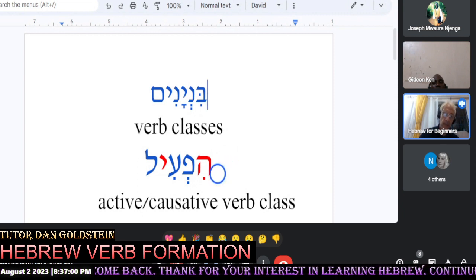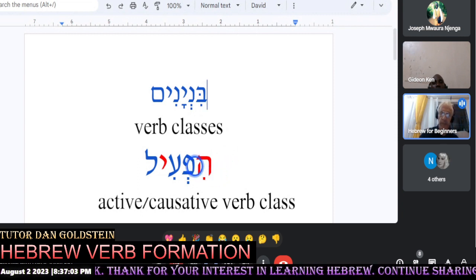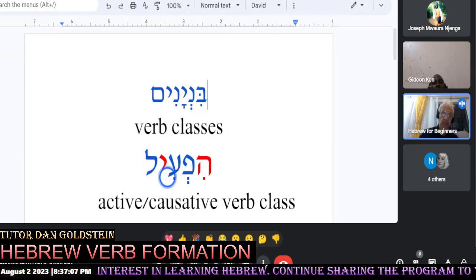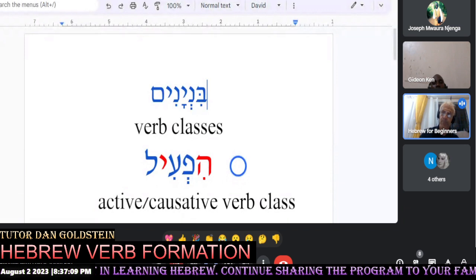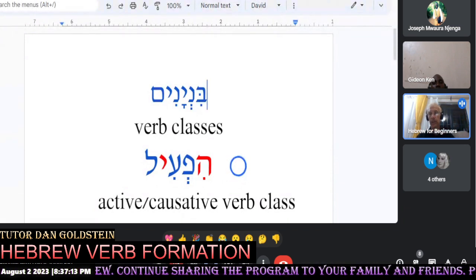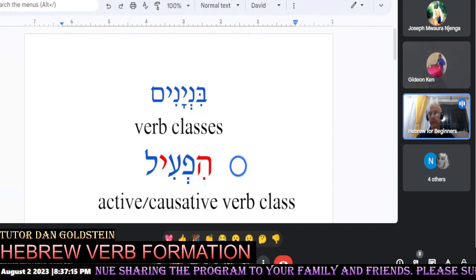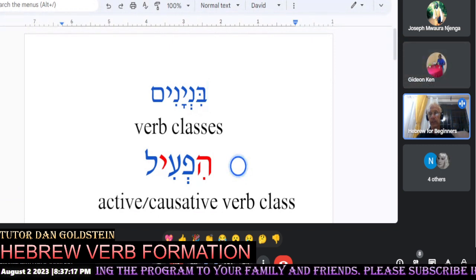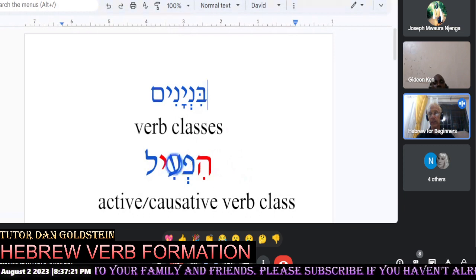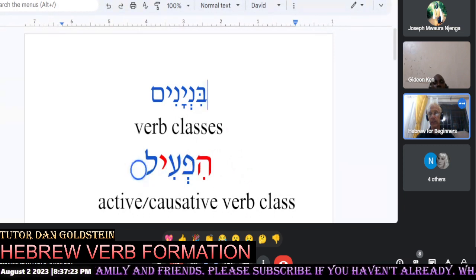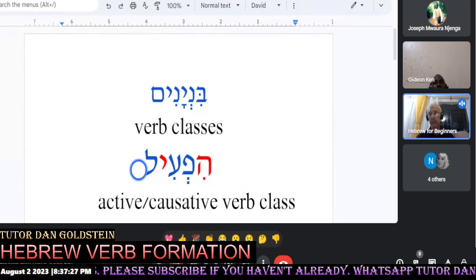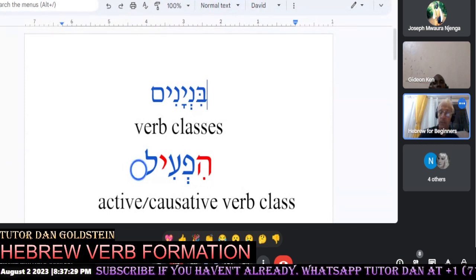You'll notice that I've made the three letters in blue, the pei, the ayin, and the lamed, because these are the example letters, the paradigm letters that we use to create the names of all 7 verb classes. There are 7 verb classes. And we always use this pei, ayin, lamed root as the paradigm, the example root to create all of our verb class examples.